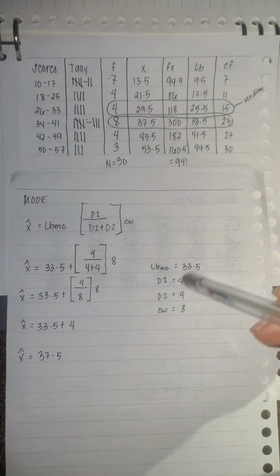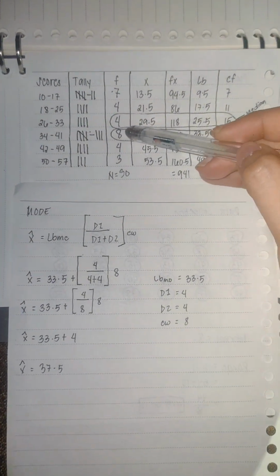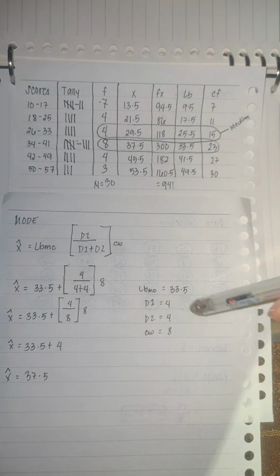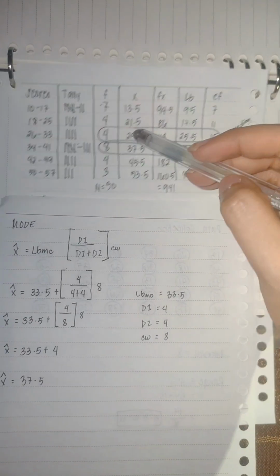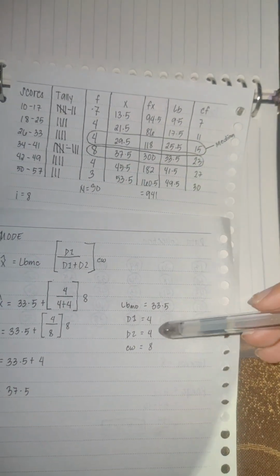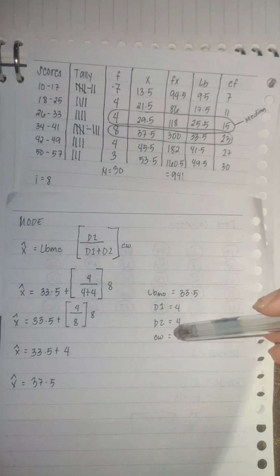To get the D1, we subtract the frequency before the 8, so 8 minus 4 equals 4. And then the D2 is the frequency after the 8, which is 8 minus 4 equals 4. So the D2 is 4.